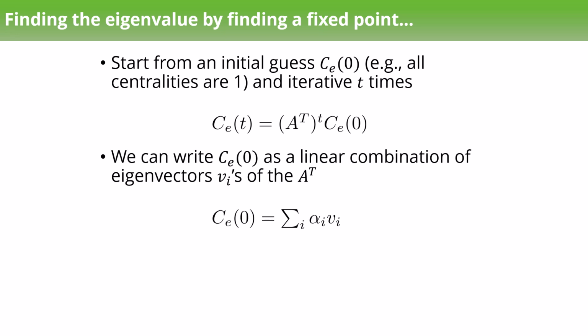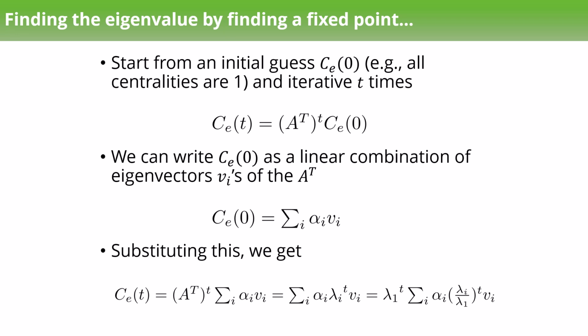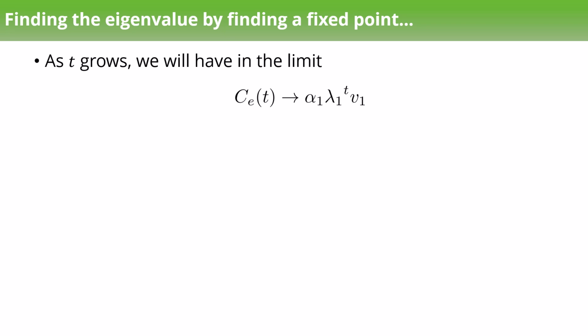So we can write c of 0 as a linear combination of eigenvectors v_i of A transpose. So in the next calculation, we are moving towards lambda 1, lambda 2 and so on. We are applying this for t iterations. As the number of iterations increases, the contribution associated with the largest eigenvalue dominates. So eventually, the resulting vector approaches the eigenvector corresponding to the largest eigenvalue. So lambda 1 is the largest eigenvalue.